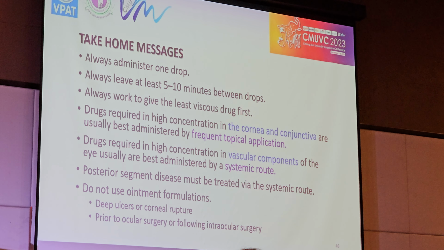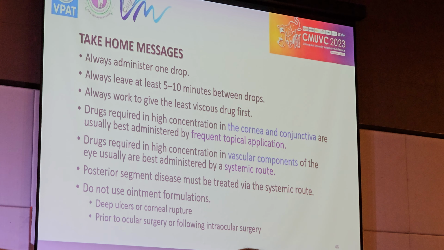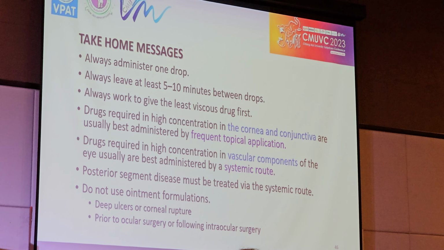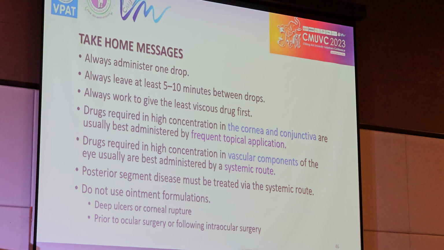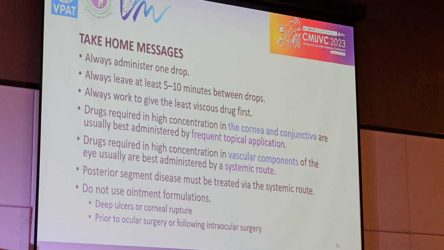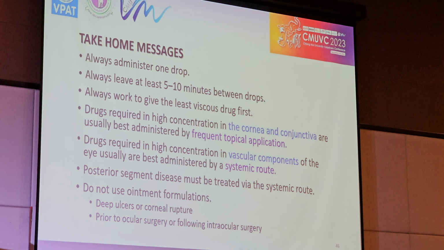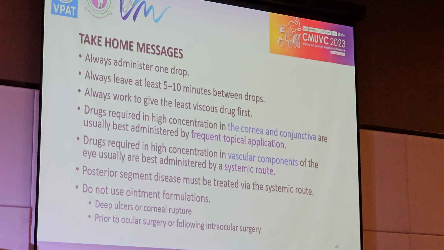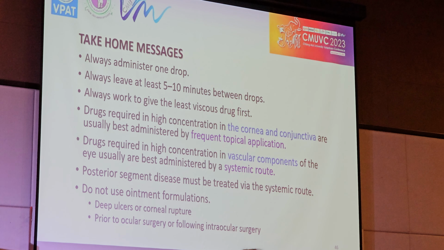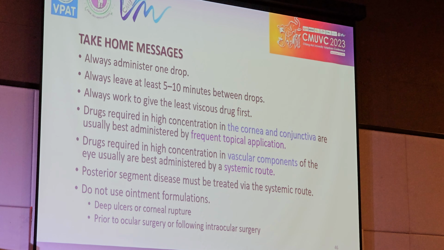Drugs required in high concentration in the cornea and the conjunctiva are usually best administered by frequent topical application. But for drugs that need to penetrate into the eye, to have a high concentration in the vascular component of the eye, such as the choroid, sclera, uvea, you should best administer by the systemic route. For posterior segment disease, it must be treated via the systemic route only.